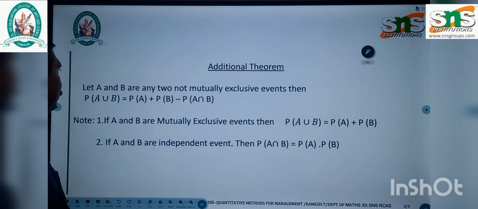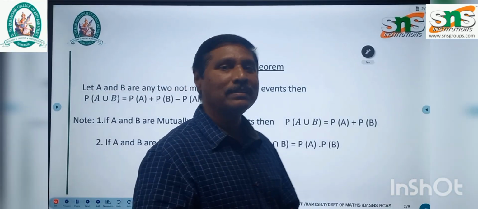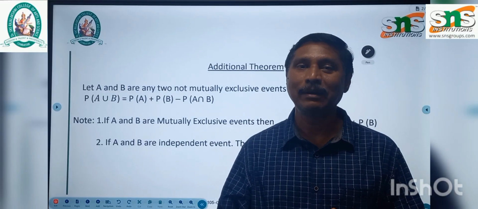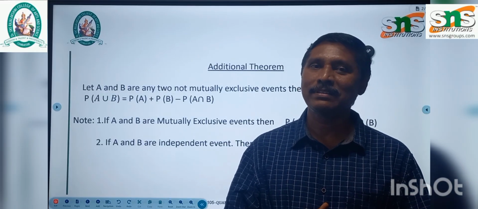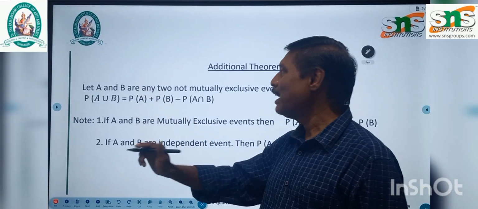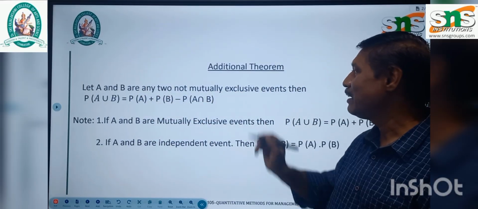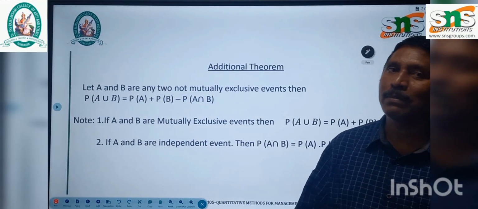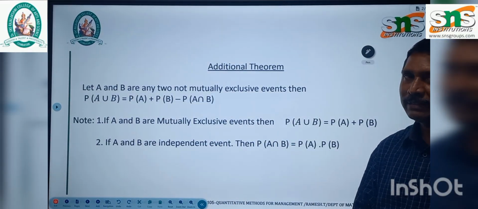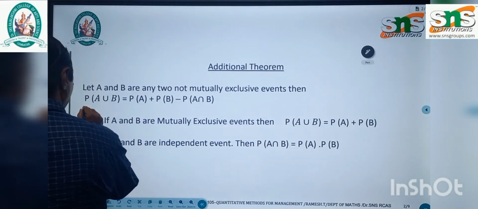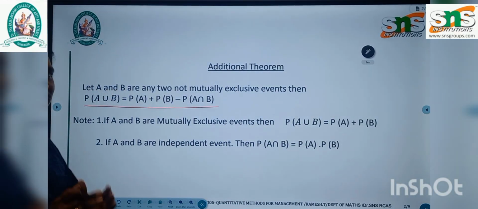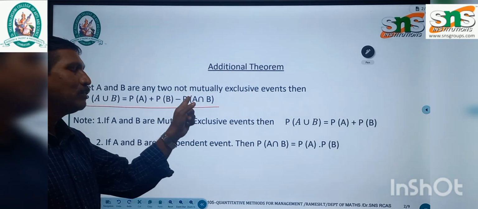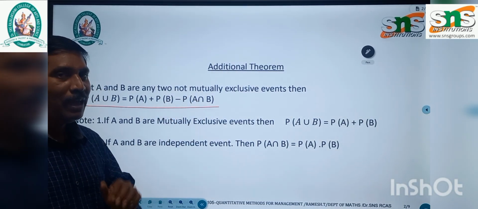What is the addition theorem? A and B are any two events which are not mutually exclusive. Mutually exclusive means A intersection B is empty. Not mutually exclusive means A intersection B is not empty. If A and B are any two events and not mutually exclusive, then probability of A union B is probability of A plus probability of B minus probability of A intersection B. That is the addition theorem. It's important. But the main thing is that these two events A and B are not mutually exclusive.